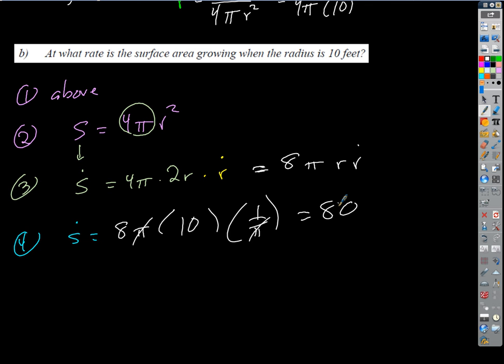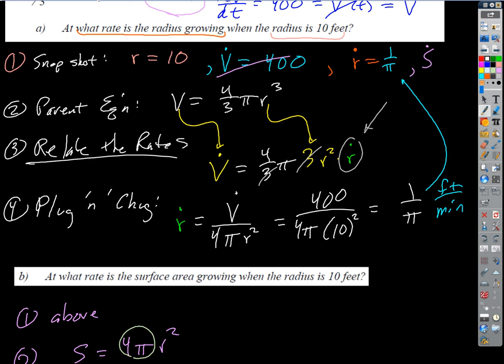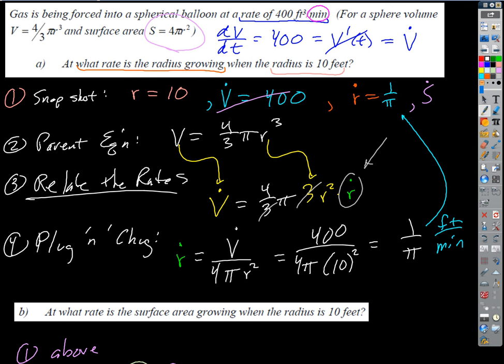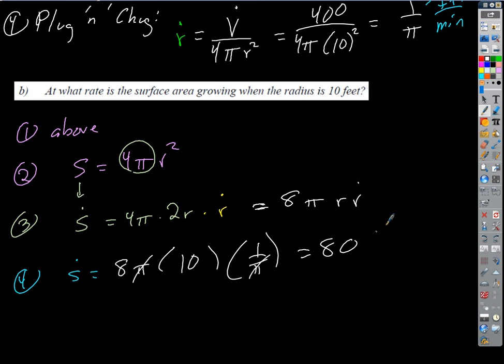What should the units be? Feet squared. There you go, feet squared, right? Because we're measuring distances or lengths in feet, and this is an area, so it's got to be feet times feet. It's going to be feet squared, and then time is being measured in minutes. So it's going to be increasing at a rate of 80 square feet per minute. Okay?